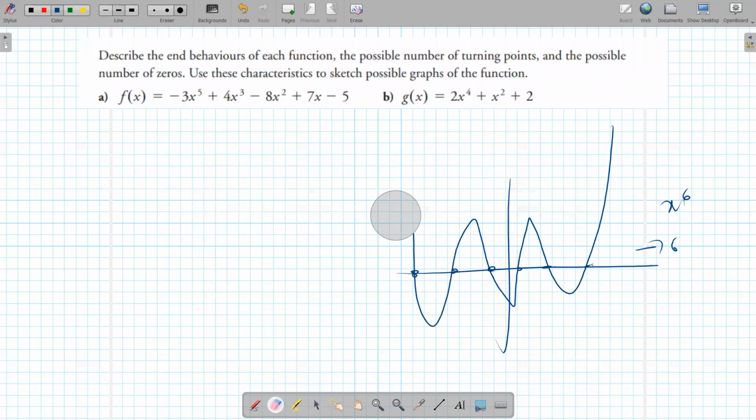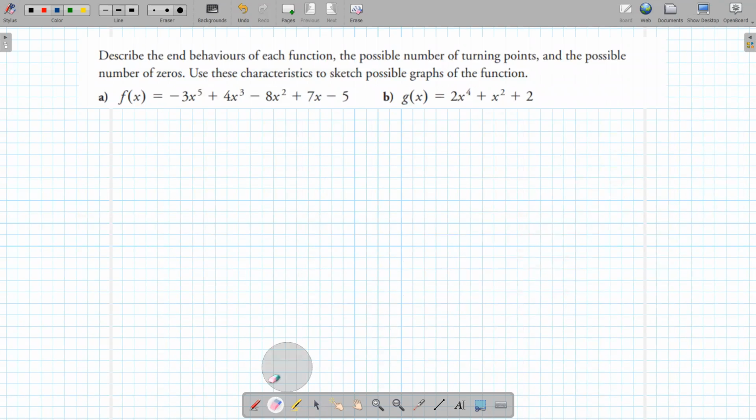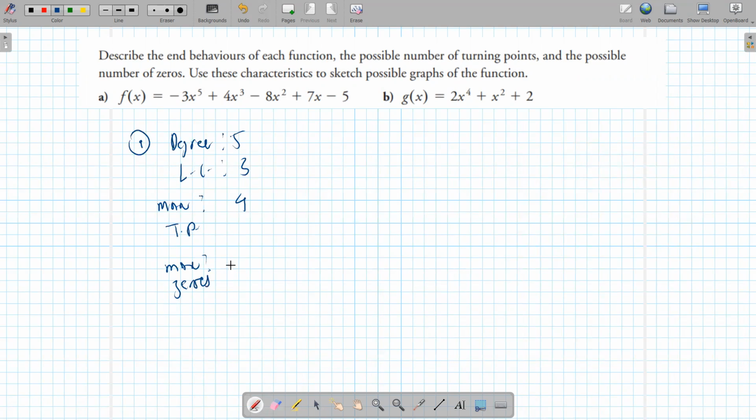Let's look at this one. It says, describe the end behaviors of each function. Let's look at A. What's its degree? 5. Yeah, degree is 5, right? Is it opening up or down? Down. Right, it's degree 5 and it's opening down. Leading coefficient is 3, right? What's the maximum number of turning points? 4. Good. Max TP, we'll call this, is 4. What's the maximum number of zeros? 5, right?